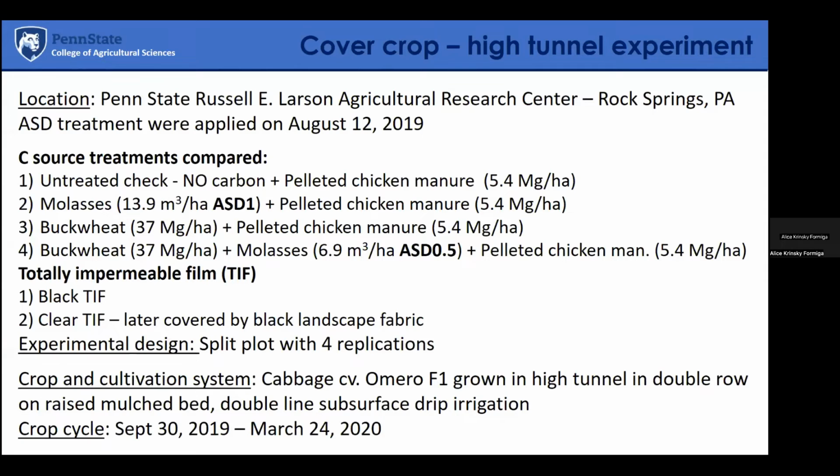So what we decided to do, since we had only 1 cover crop left, was to test buckwheat ex situ, taking the above ground biomass and using it as a carbon source by itself or in combination with molasses applied at half rate. As a comparison we used molasses at full rate, and then we had an untreated control. We also amended the plots with chicken manure. And we had 2 types of plastic, black totally impermeable film and clear totally impermeable film.